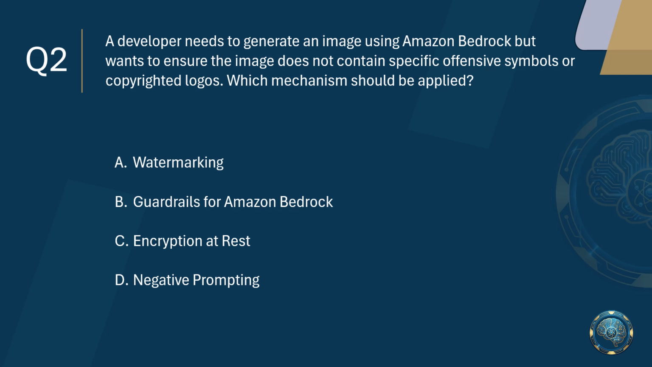Hope you found the right answer. Again, a two-step process. The first step, identify key points in a question. Second, eliminate the wrong answers. Let us do the first one. What are the keywords in the question? One is we're talking about Amazon Bedrock. The second one is does not contain any specific offensive symbol or copyright logo. Third one is mechanism.